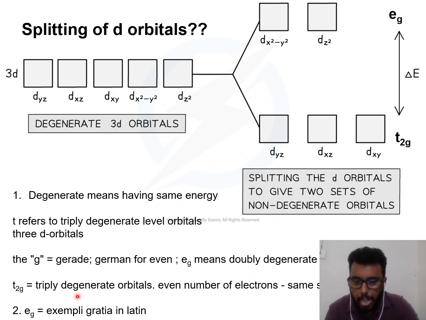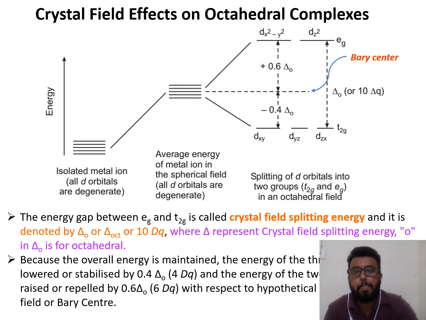Here g means gerade, German for even. Eg means doubly degenerate, and T2g means triply degenerate, as there are three orbitals. Eg means doubly degenerate, T2g means triply degenerate. Okay, from your exam point of view, and also in your CT class test one, mostly this crystal field theory is very important, and you have to draw a diagram showing how you will represent the crystal field splitting. So you can draw this diagram, which is very important.